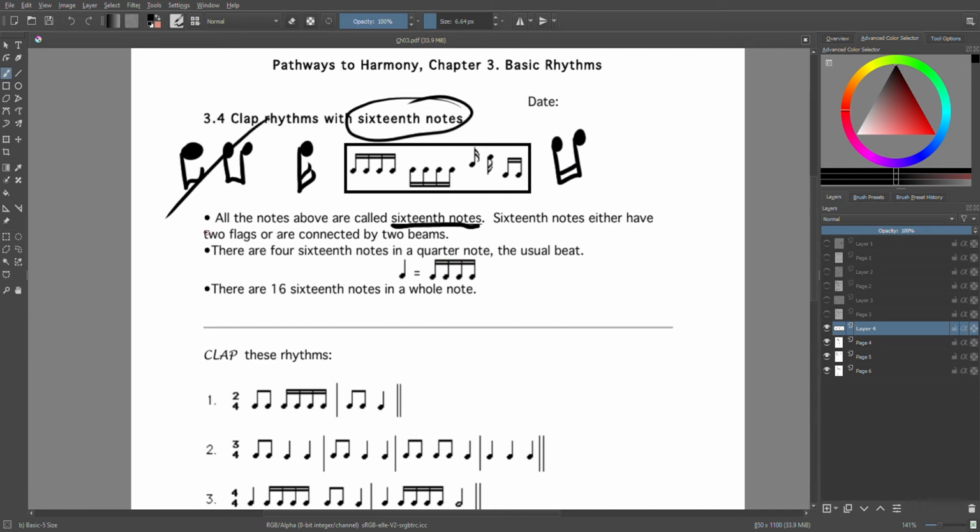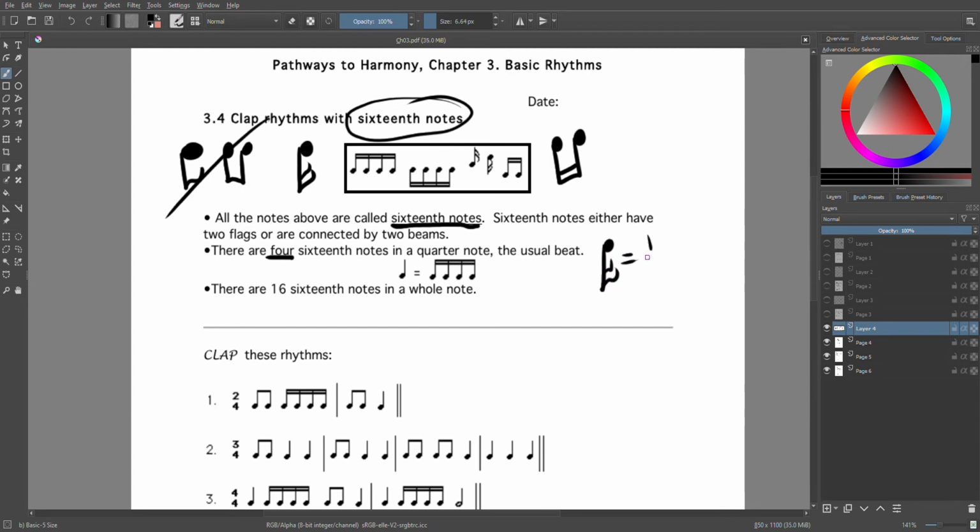There are 4 16th notes in a quarter note. So a 1 16th note by itself, I'm going to go and draw it here. Oh, that's awful. Let me try that again.